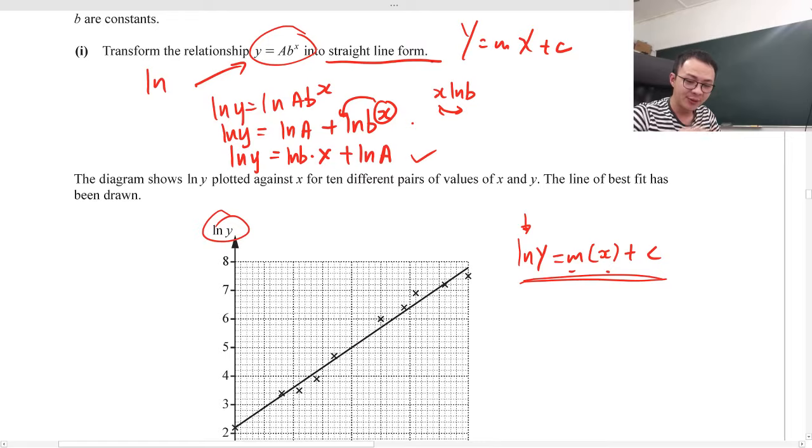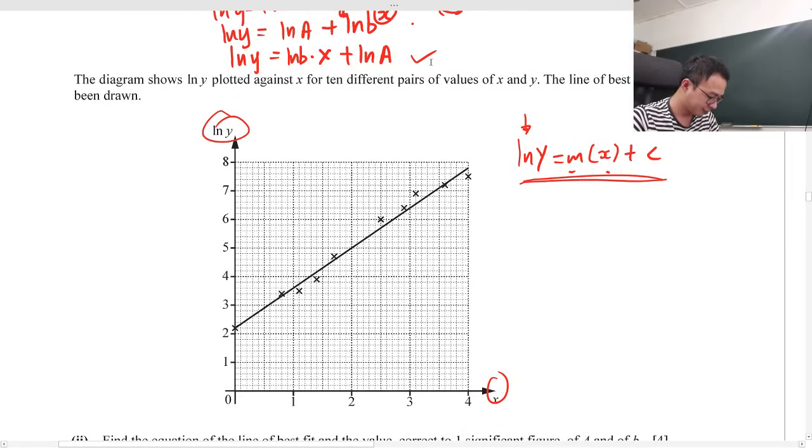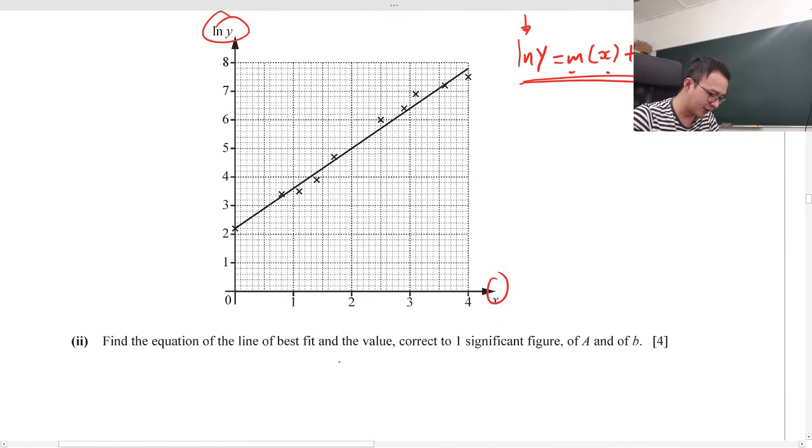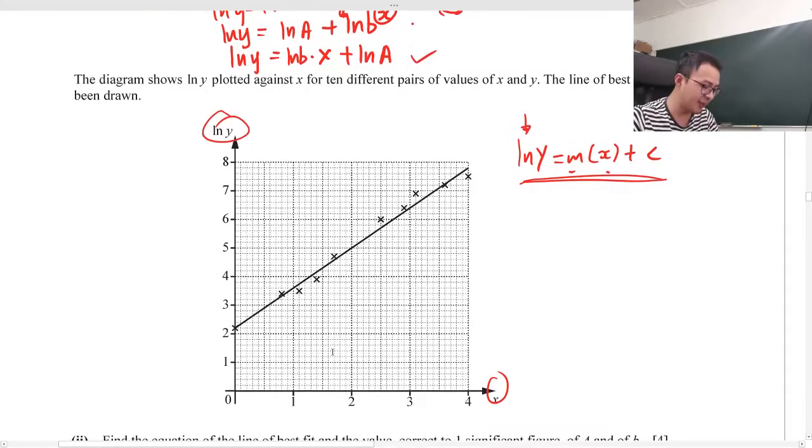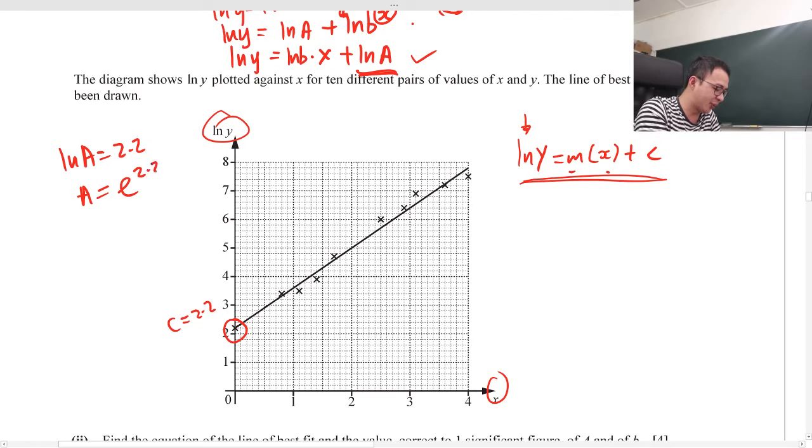So I already did that. So from here, find the equation of the line of best fit and the values of a and b correct to 1 decimal place. So basically I need to know the equation. From here I will need to find my m and c. First, I know my c is basically equal to 2.2. This is my c, right? Ln a. So I say my ln a equals 2.2. So if you want to find a, I will say it's e to the power 2.2.